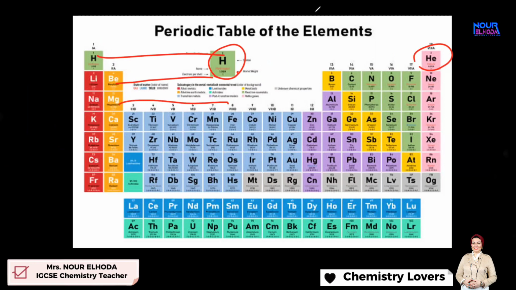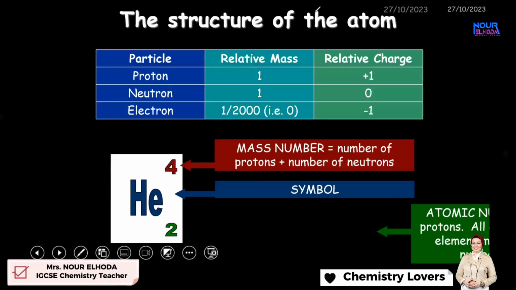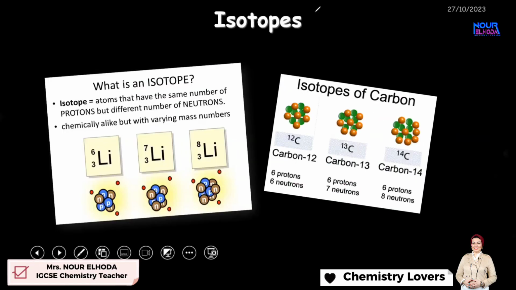Then the last part in this topic is talking about isotopes. What are isotopes? They have the same protons but different neutrons. An isotope is an atom of the same element that has the same number of protons and electrons but a different number of neutrons.